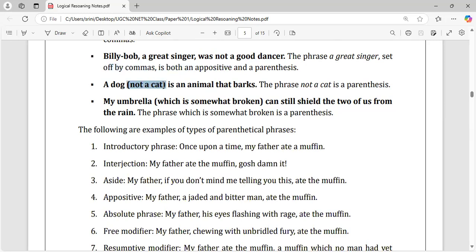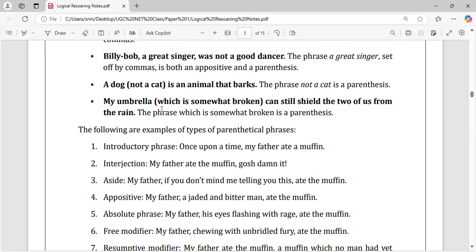A dog, so you can see, not a cat, is an animal that barks. The phrase "not a cat" is a parenthetical. Another example: My umbrella, which is somewhat broken, can still shield the two of us from the rain. The phrase "which is somewhat broken" is the parenthetical. Here, umbrella is the subject that we need to define, which is actually broken.